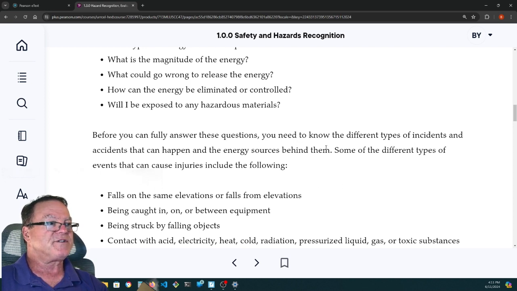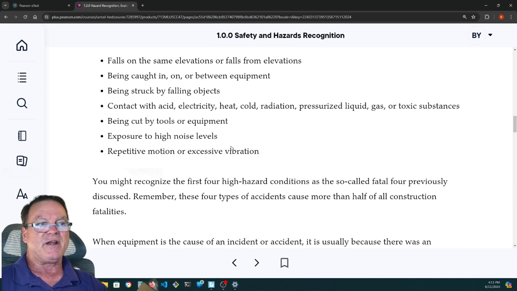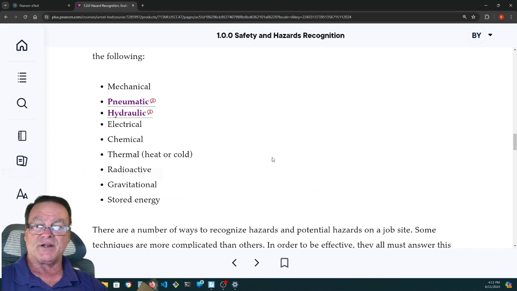Before you can fully answer these questions, you need to know the different types of incidents and accidents that can happen and the energy sources behind them. Some of the different types of events that can cause injuries include the following: falls on the same elevation or falls from elevations, being caught in, on, or between equipment, being struck by falling objects, contact with acids, electricity, heat, cold, radiation, pressurized liquids, gas, or toxic substances, being cut by tools or equipment, exposure to high noise levels, repetitive motion, or excessive vibration. So those are all the things you want to consider when you're doing a hazard recognition survey.